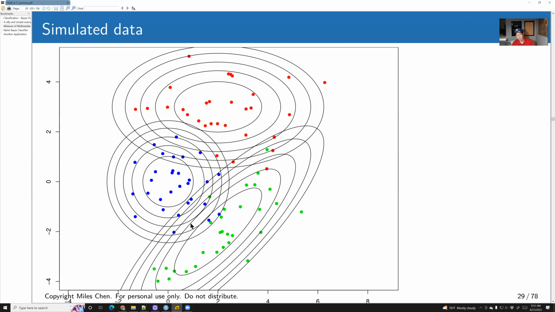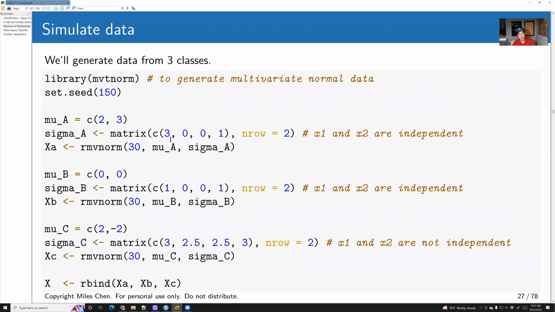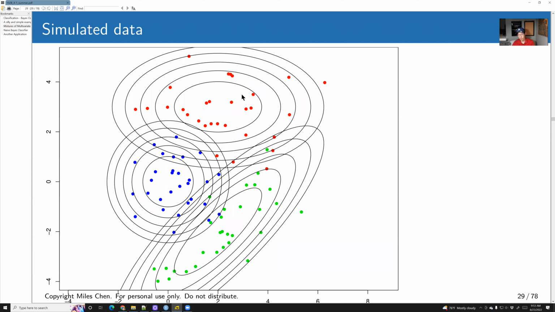And so we have this, our ellipse is tilted over here, whereas over here, because these have the same variance, 1 and 1, they're circles, and over here we have different amounts of variance. x1 has a variance of 3 and x2 has a variance of 1. So here the ellipse is wider over here. So this is what our simulated data look like.